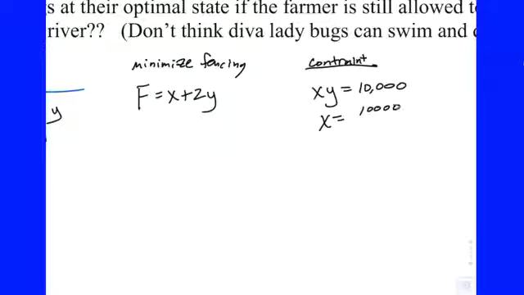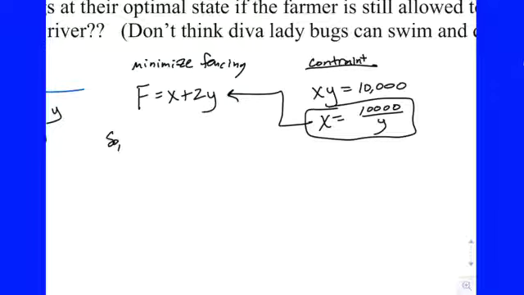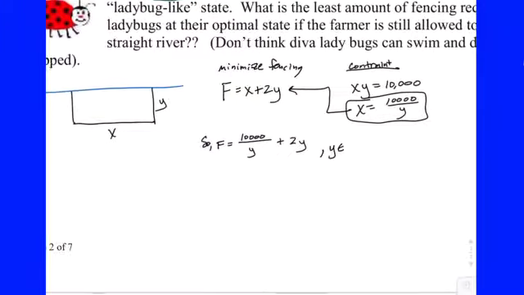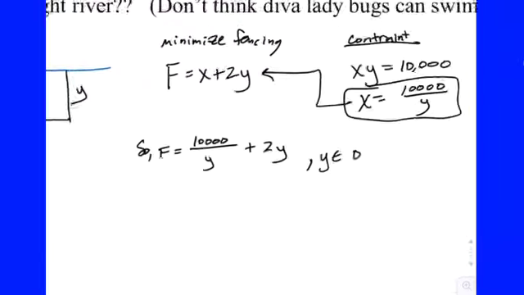x equals 10,000 divided by y. And then you could box that in case you come back to it. So now we plug it back in over here. So the fencing is 10,000 all over y plus 2 times y. And this would be a good time again to get yourself a relevant domain. What is the smallest value y could be now? It's still the length off the river, so 0 is still the lower bound.